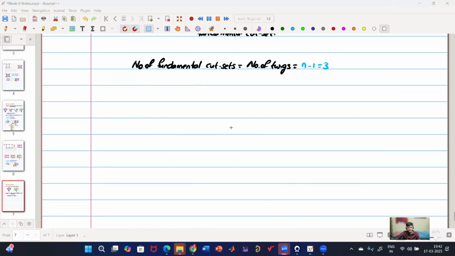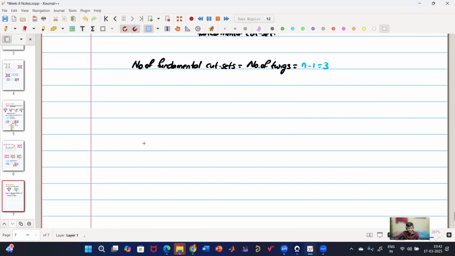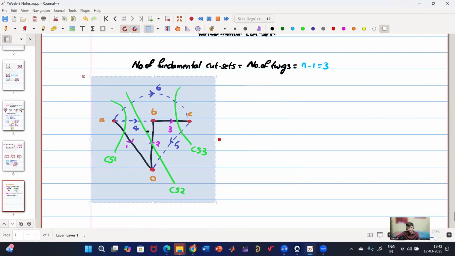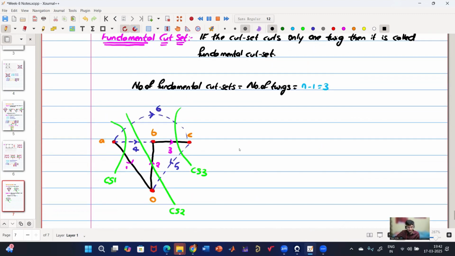Now, if you see, here also we'll apply KCL, but we'll apply KCL not at the node, but at the cut set. We'll apply the KCL for the cut set. So the convention still remains the same. Positive if current is leaving the cut set.